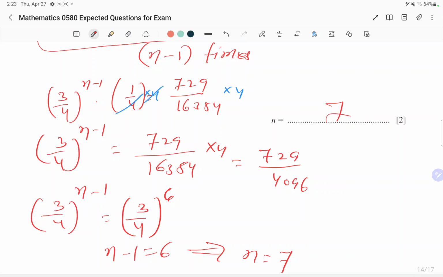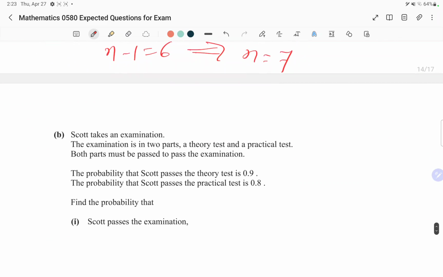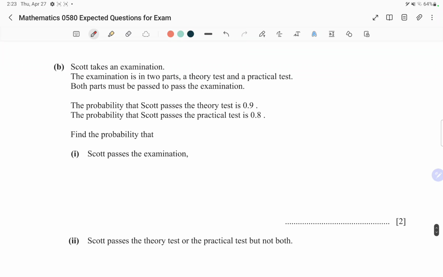All right. Now, next: Scott takes an examination. The examination is in 2 parts, a theory test and a practical test. Both parts must be passed to pass the examination. The probability that Scott passes theory is 0.9, and the probability that Scott passes the practical test is 0.8. Find the probability that Scott passes the examination. Both exams must be passed, right? So 0.9 times 0.8 should be 0.72. Just multiply, you will get the answer.